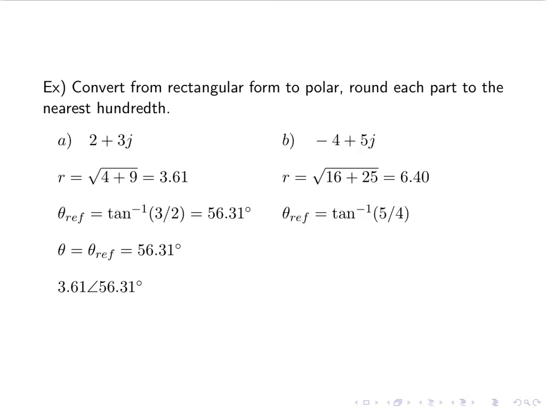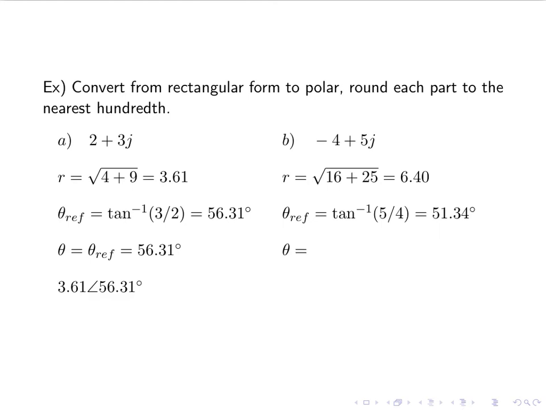Theta reference is tan inverse of positive 5/4. So these negative signs in here are only there to tell you direction. It's only there to tell you what quadrant you're in. So I don't actually need them in the formulas for r and theta. That'll give me 51.34 degrees.